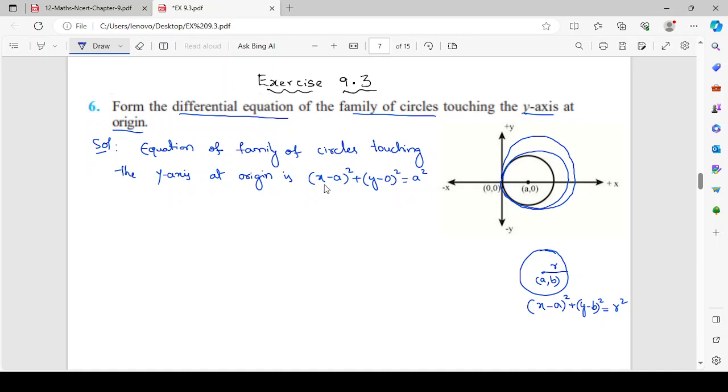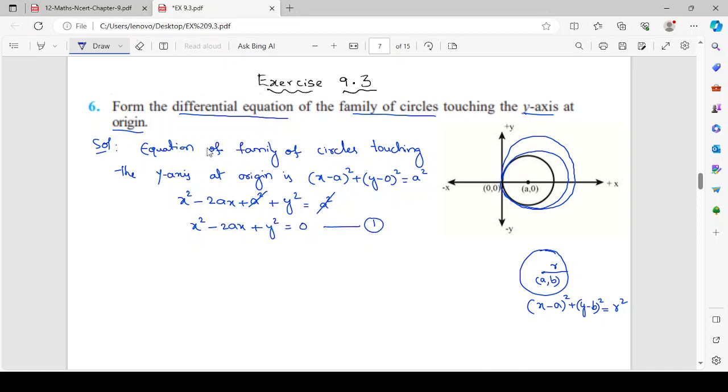Let me simplify this, because it is in the form of A minus B whole square. Applying the formula, x square minus 2ax plus A square, plus y minus 0 which is y square, equal to A square. Both sides have A square, so let us cancel that. Finally we have x square minus 2ax plus y square equal to 0. Let us consider this as equation 1.